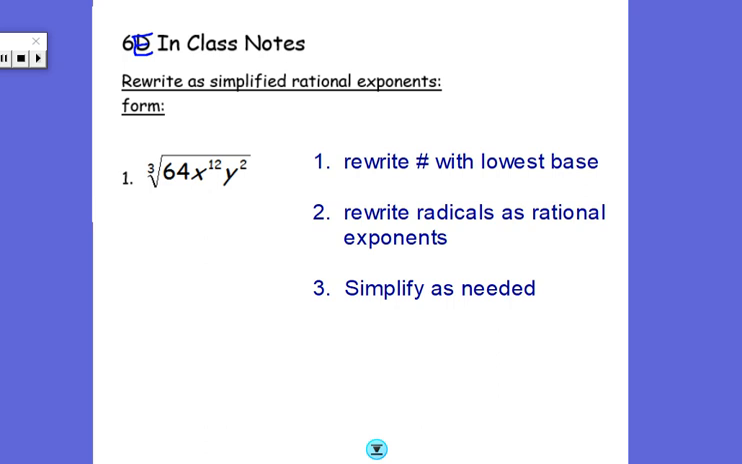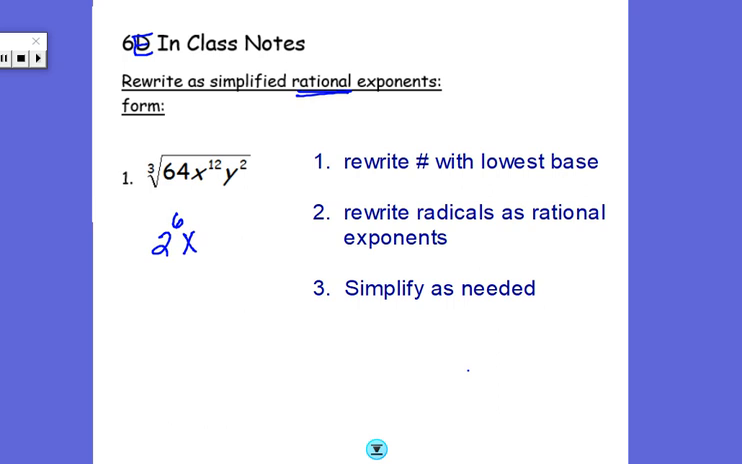do different simplifying techniques with these expressions. All right, so we're going to rewrite as a simplified rational exponent. So rational is a fractional exponent. So here's the steps I'm going to follow each time when I go through this. I'm going to look at the coefficient, the 64 in this case, and think about rewriting it with the lowest base. With 64, I can rewrite with the lowest base of 2 to the 6th power.